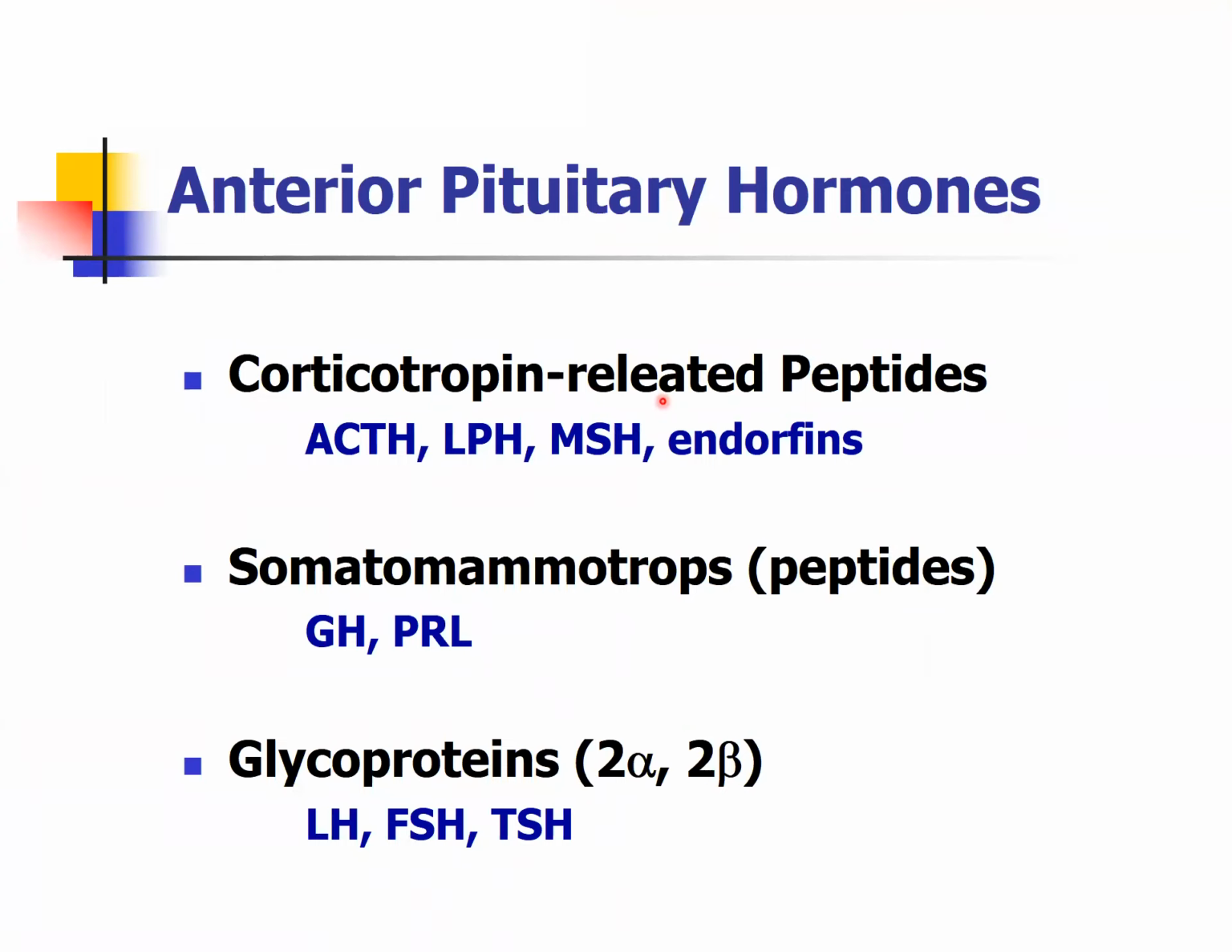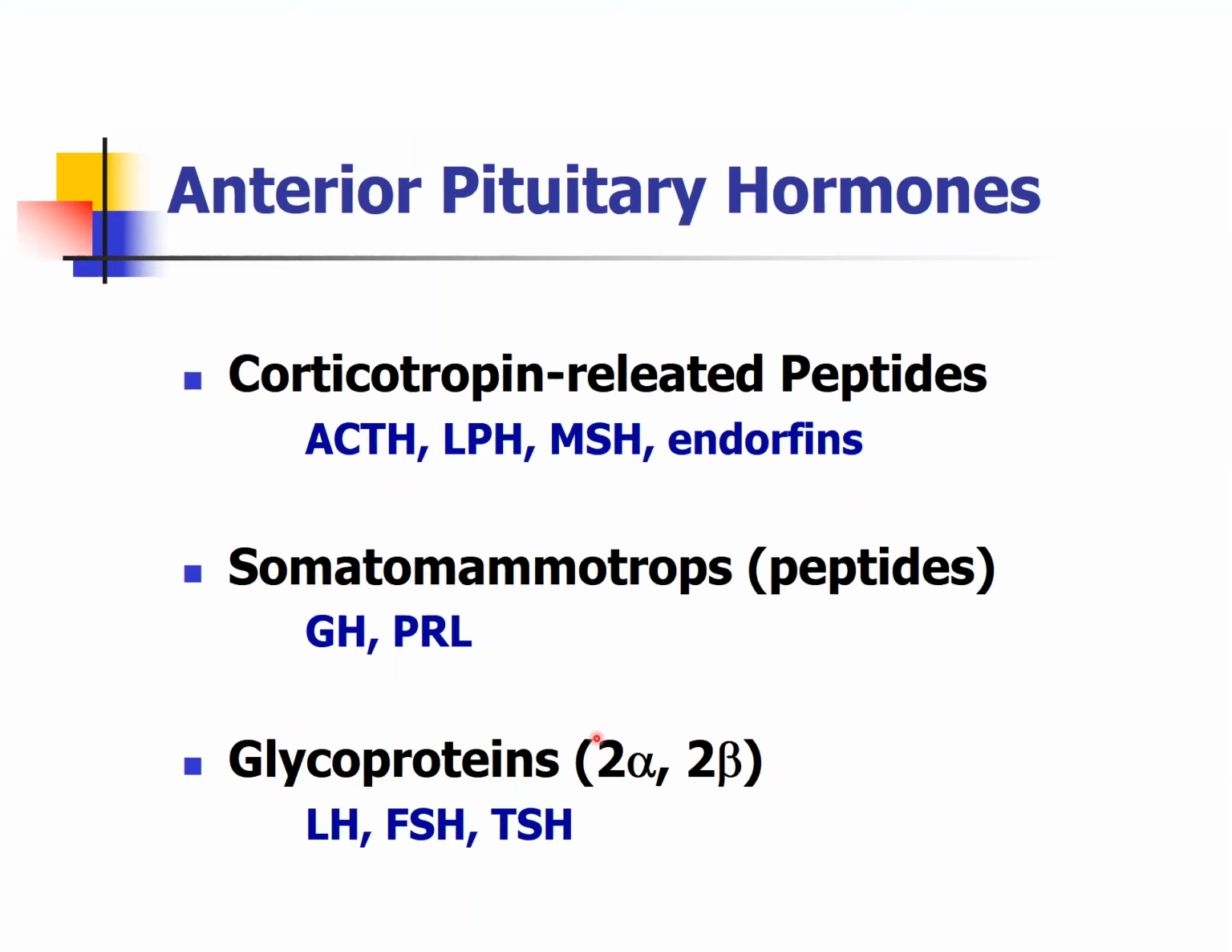Now let's talk about the hormones. This is only repeating what you learned in physiology. The anterior part of the pituitary releases certain hormones. These hormones can be categorized based on the origin or the chemical structure of the hormones, such as, for example, the corticotrope-related peptides that include ACTH, lipotropin, and MSH or endorphins. The somatotrope hormones, mostly peptides, include growth hormone and prolactin. The glycoprotein hormones are such as LH, FSH, and TSH.